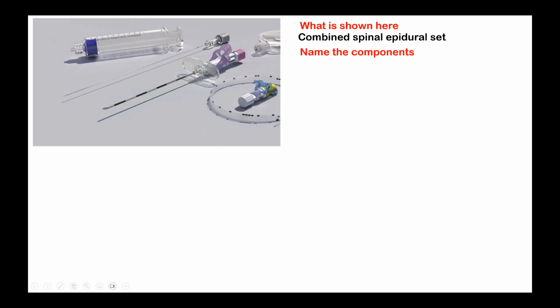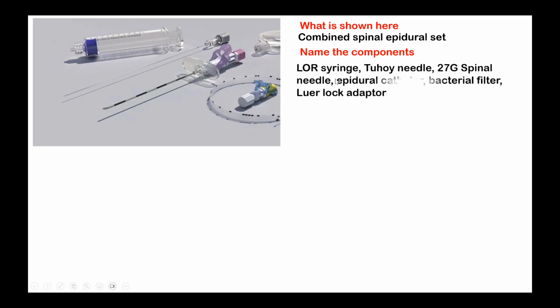Then what is this? This is the injection port to the catheter. This is a filter, a bacterial filter. So: loss of resistance syringe, Tuohy needle, 27 gauge spinal needle, epidural catheter, bacterial filter, and Luer lock adapter. These are all the components.